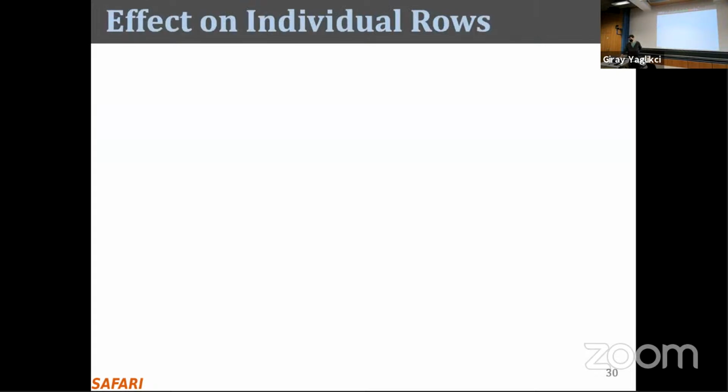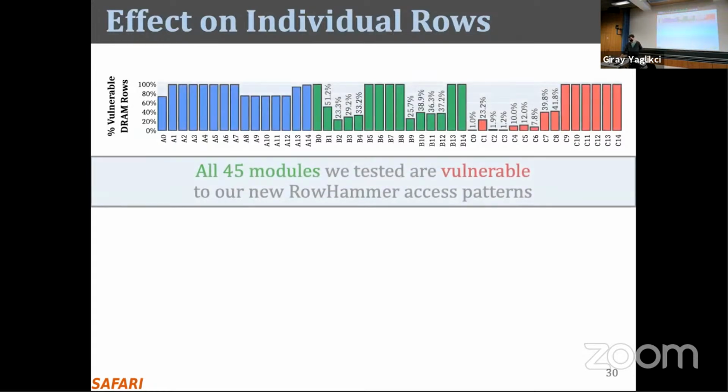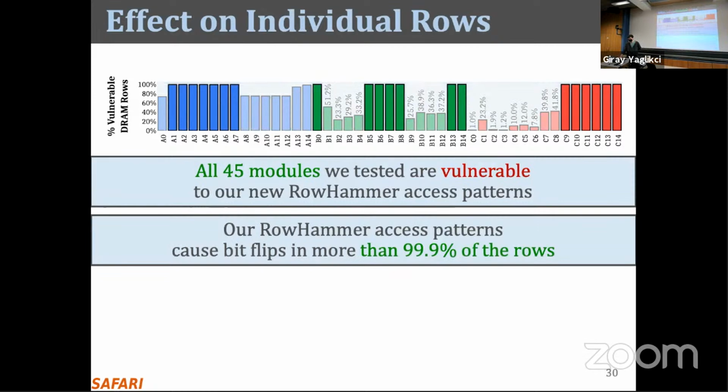Let's look at the effectiveness of our new RowHammer access patterns at DRAM row granularity. This plot shows, for each of the 45 modules we test, the fraction of rows that experience at least one RowHammer bit flip compared to all rows in a DRAM bank. First, we find that all 45 modules we tested are vulnerable to our new RowHammer access patterns. Further, in 20 of the modules, our RowHammer access patterns cause bit flips in almost all of the rows.